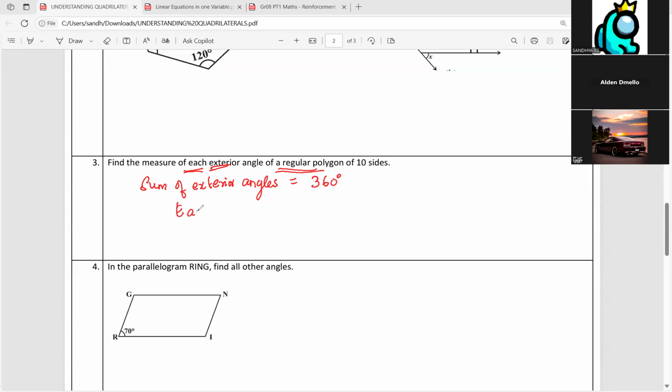360. So each exterior angle, how will it come? How many sides do we have? 10 sides, right? So one exterior angle is equal to 360 degrees divided by 10, that is 36 degrees. That's it. So don't confuse exterior and interior that much. Whatever I am telling, that only study, children. Don't think beyond. Sum of exterior angles equals 360 degrees. So one exterior angle equals 360 divided by 10, that is 36 degrees.